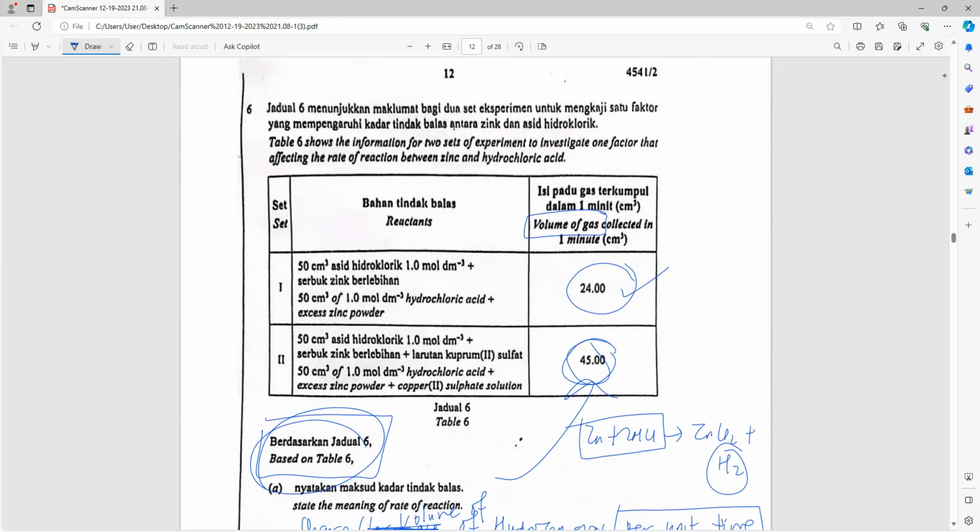Before you start the question, understand the question better. Look at the first one. I got 50 cm cube, 1.0 mole of hydrochloric acid with excess zinc powder. Then the second one, 50 cm cube of hydrochloric acid with excess zinc powder and my copper 2 sulfate solution. What is my copper 2 sulfate solution here?